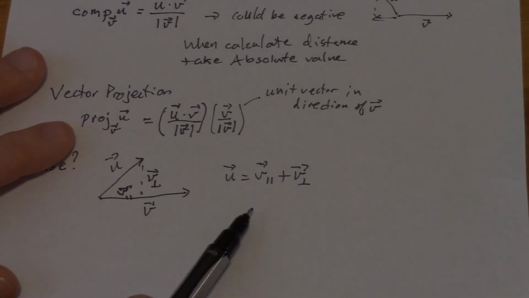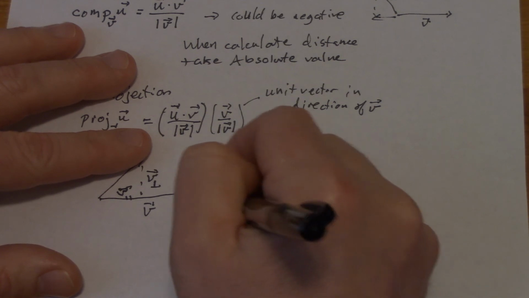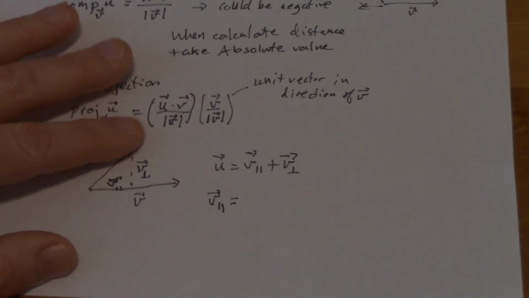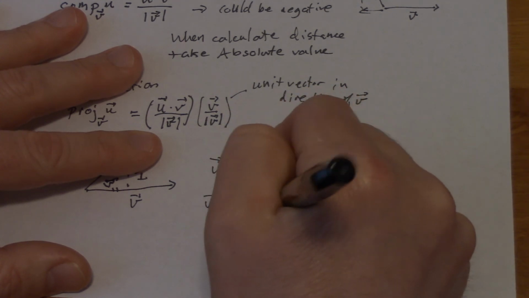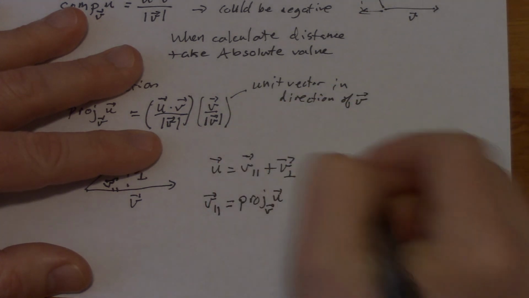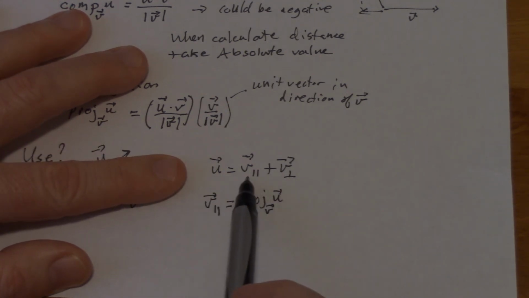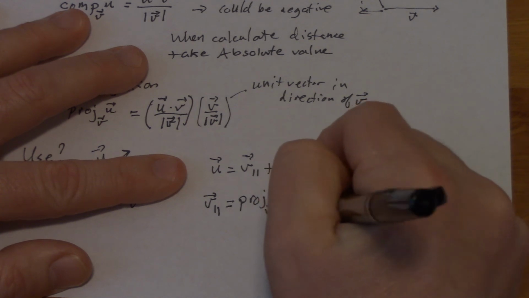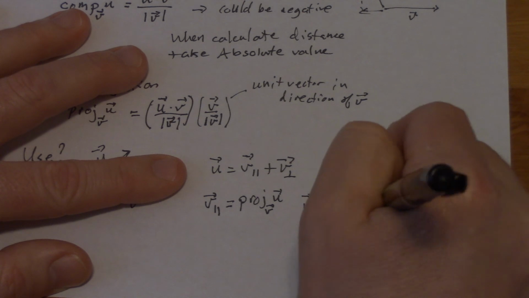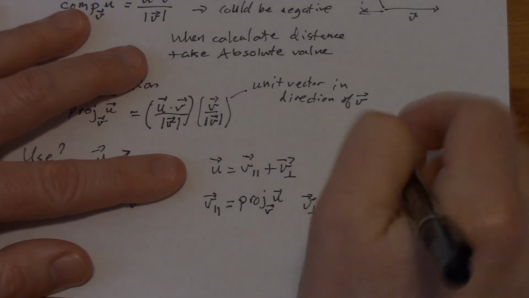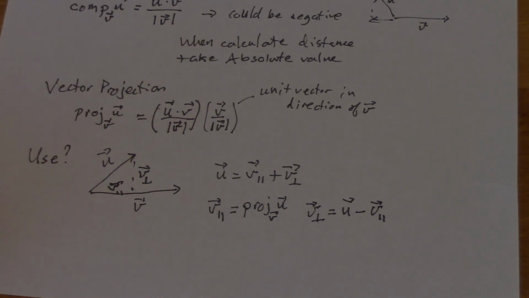The way you calculate these is actually really easy. So v parallel, that's just the vector projection of u onto v. And then looking at what we have up here, if we solve for v perpendicular, we would know u and we would know v parallel at that point. So v perpendicular is u minus v parallel. And then you would just do that with your standard vector subtraction. Okay, that's it.